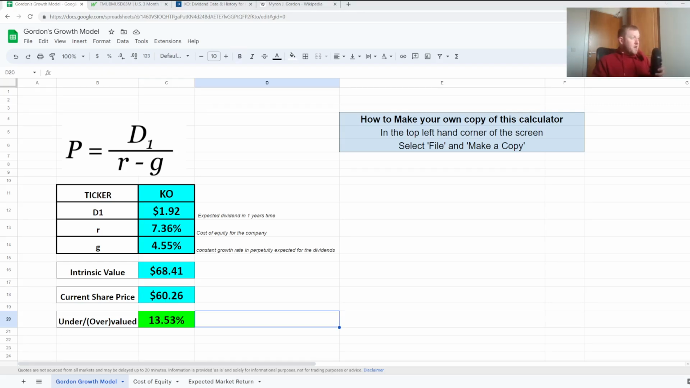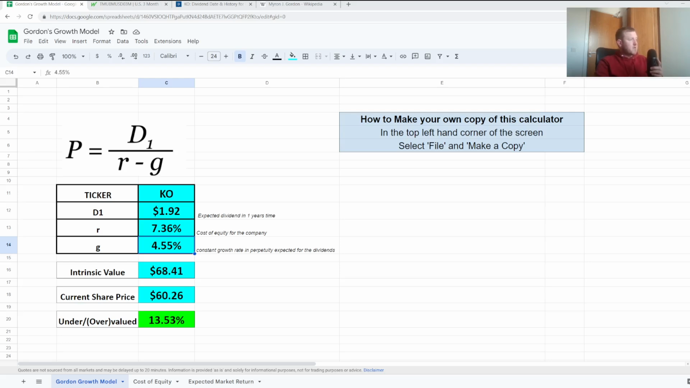Now, before you run off and say, oh my god, Coca-Cola is undervalued, I'm going to go off and buy it now and hopefully bank at least 13.5% gain over the next couple of months, you need to be aware of a couple of weaknesses with this valuation model. The result of this calculation is highly sensitive to any changes in these inputs, especially if you're changing the growth rate or the cost of equity.